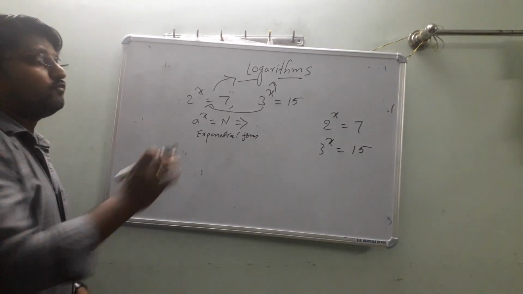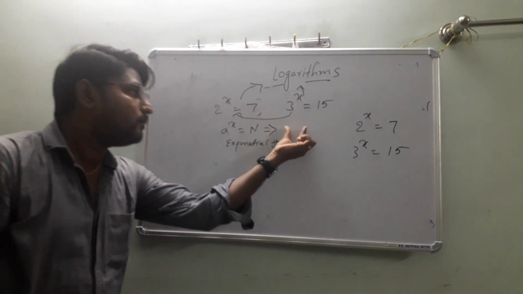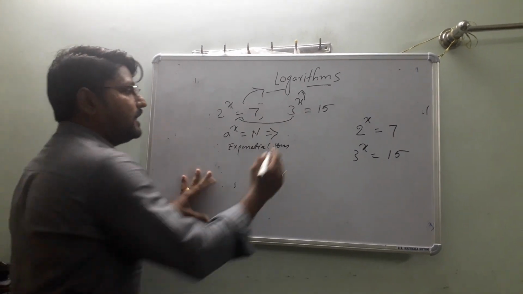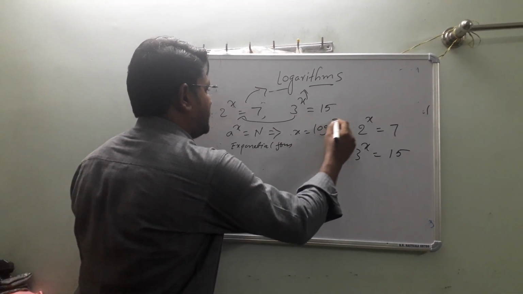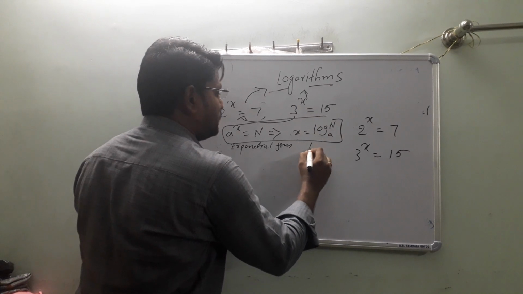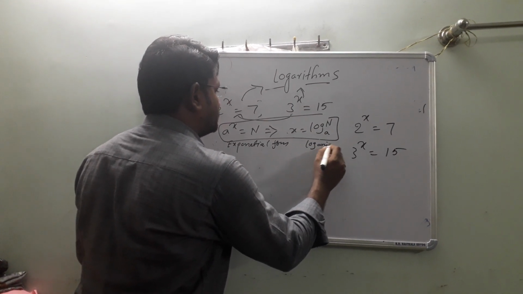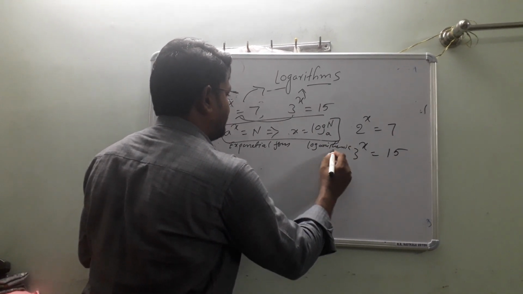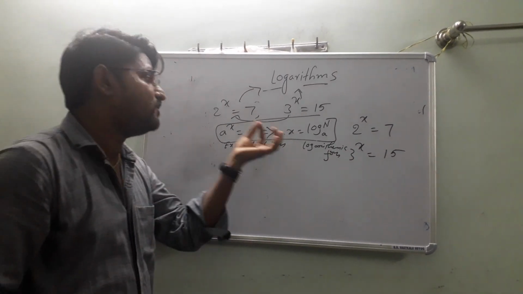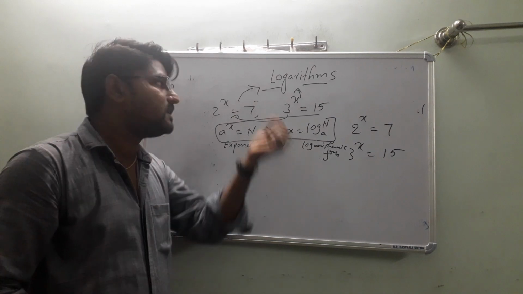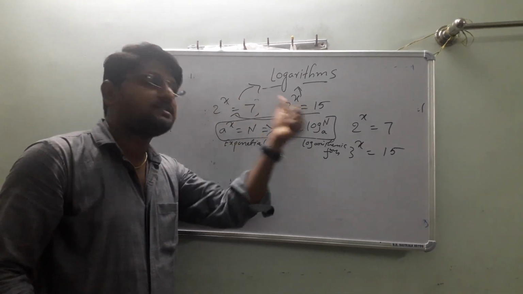So I am writing here one formula and one important point. X is equal to log n to the base a. This is logarithmic form. So this is exponential form, this is logarithm form. Very important condition. Apply the condition to these two questions and you will get the answer.